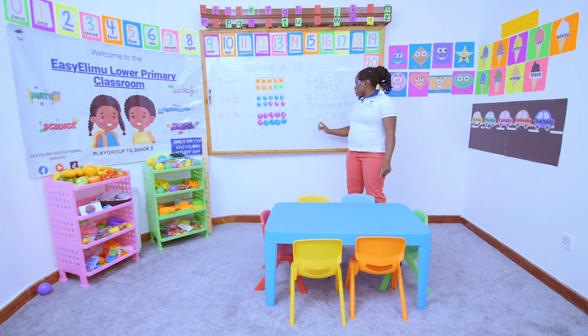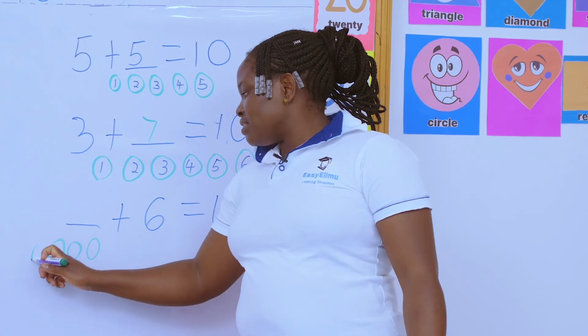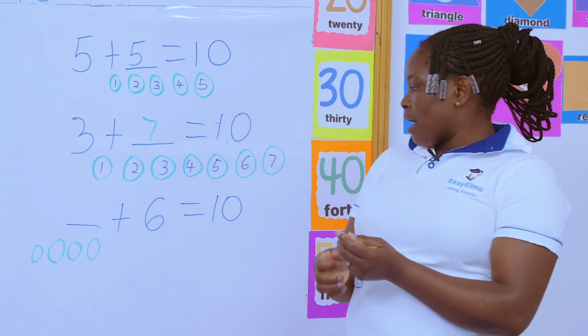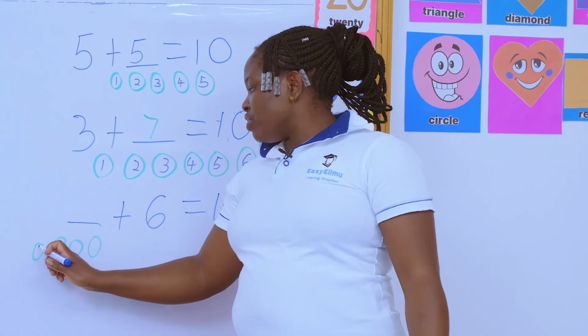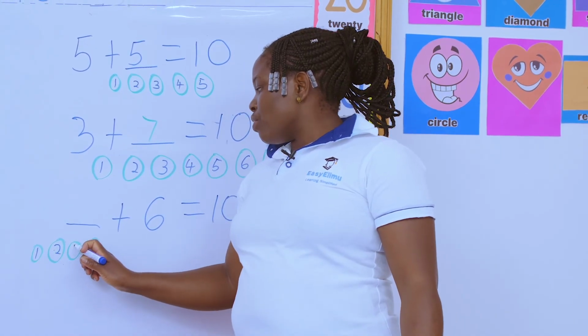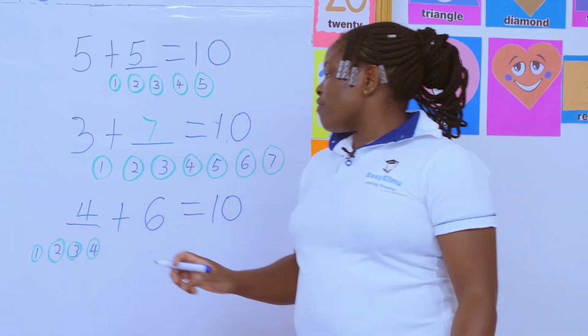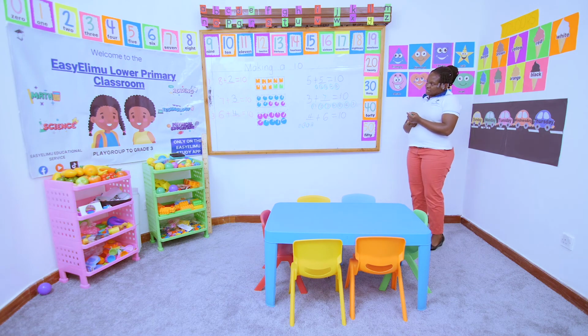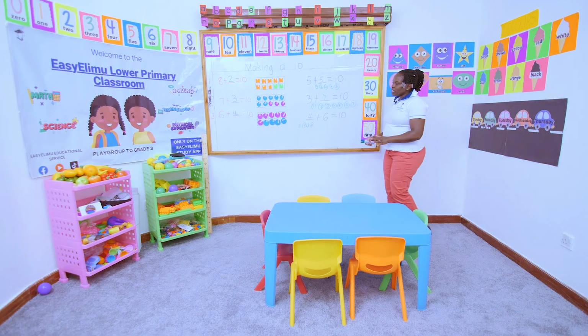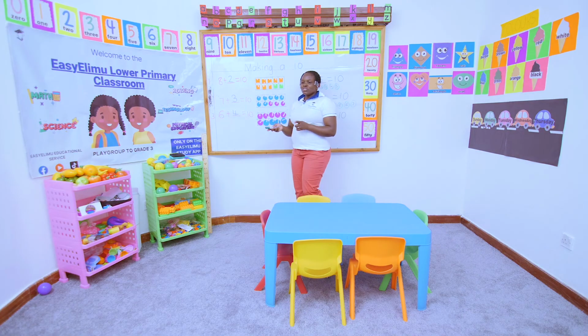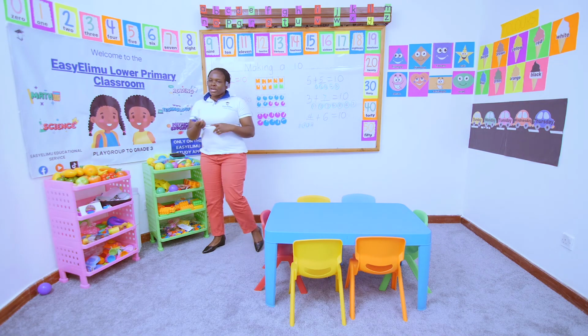I'll say 6, then 7, 8, 9, 10. So I'll come and count. How many do I need? 1, 2, 3, 4. So I am missing 4 counters to make a 10. Does anybody have a problem? Do you still need some more examples?